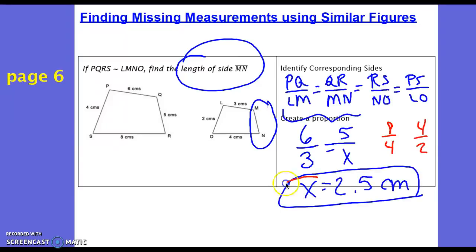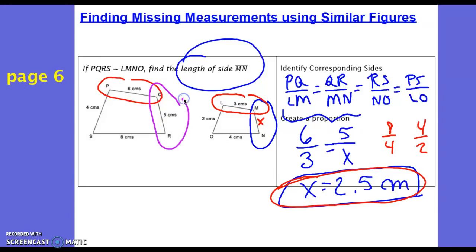Okay, your final answer for this one should have been that the missing side MN, which I called X just to make it easier when I did my proportion, is 2.5 centimeters. Now, the way that I set it up was I just used this side PQ over this side LM, and then I set it equal to this side over the missing side MN. So I had 6 over 3 equals 5 over X.